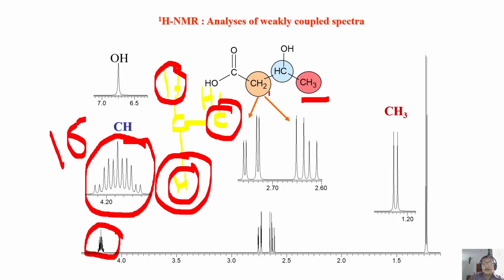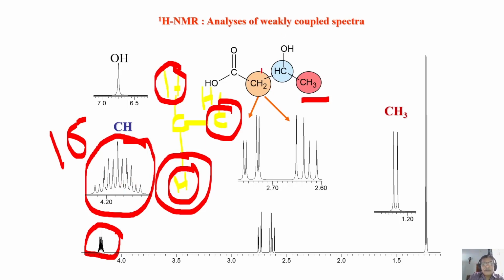How? Because this is a quartet, and each line of the quartet will be a doublet because of 1 coupling. So it will be an 8-line pattern, and the 8 lines will be further split into doublets because of the other proton. It should be 16 lines. 16 lines could be present, but we are not seeing all 16 because some of them are overlapped. Don't worry. So you are observing only 12 peaks; 4 of them are hidden or overlapped. Okay, this pattern is understood.